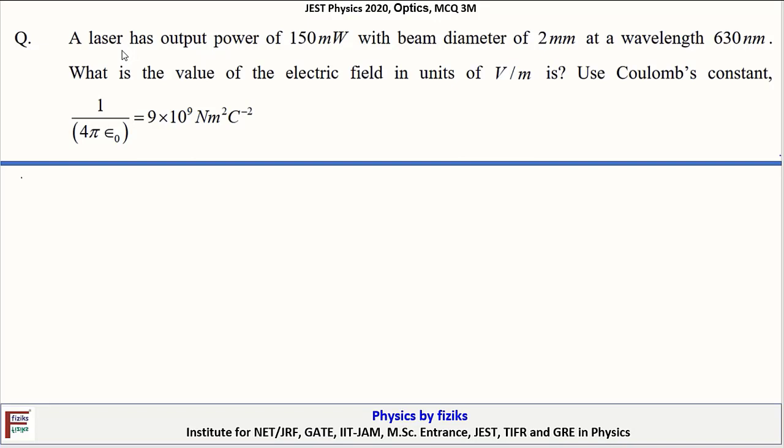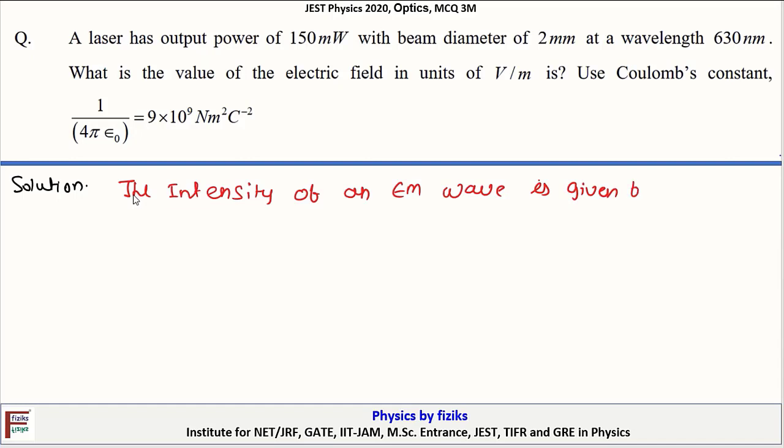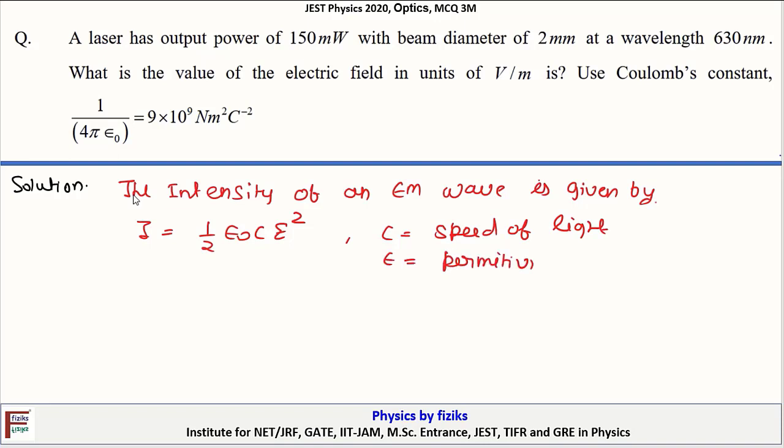So, solution. The intensity of an EM wave is given by I equals 1 by 2 epsilon naught C E square, where C is the speed of light, epsilon naught is the permittivity of free space, and E is the electric field.